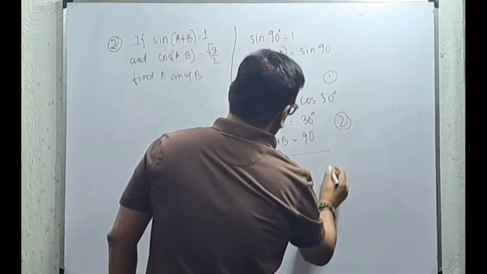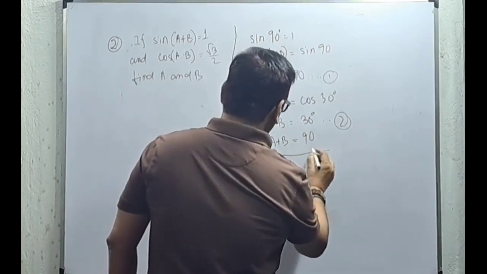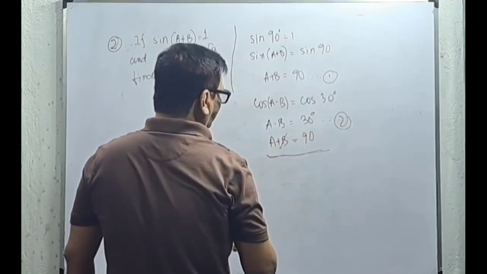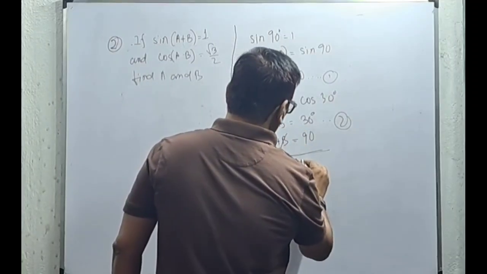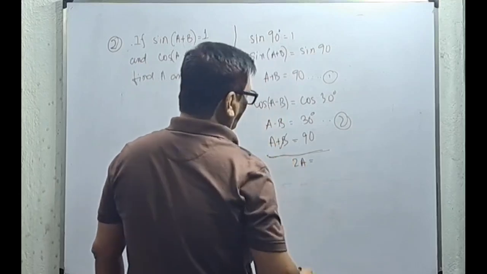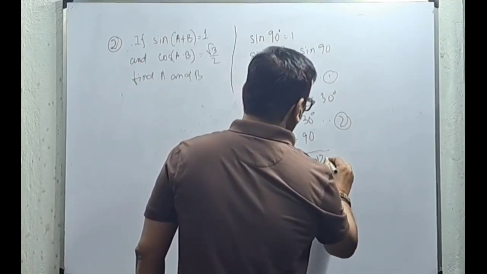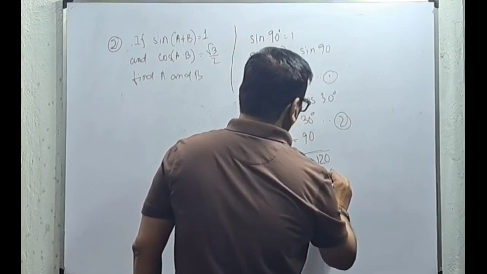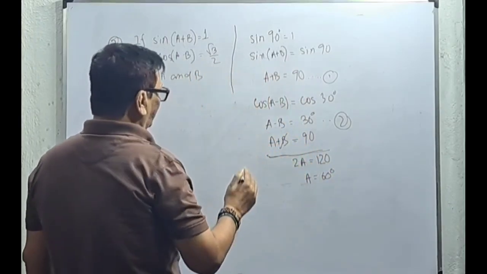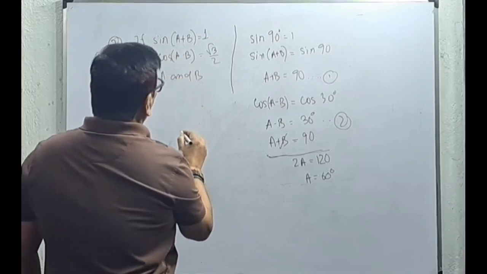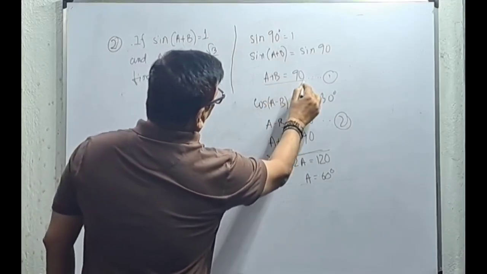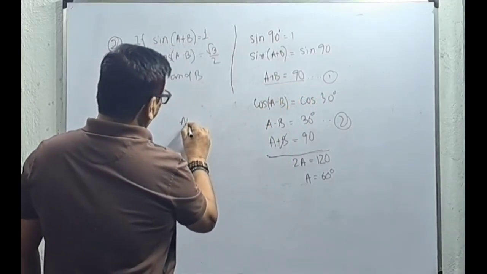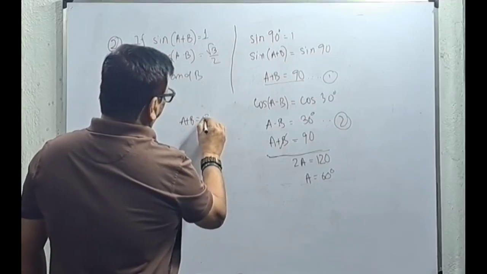Right? So we add up. If we add, b is cancelled out. Twice of a is equal to 120 degrees. So a is equal to 60 degrees. Right? So if we know a, then we know that a plus b is equal to 90. So a plus b is equal to 90.